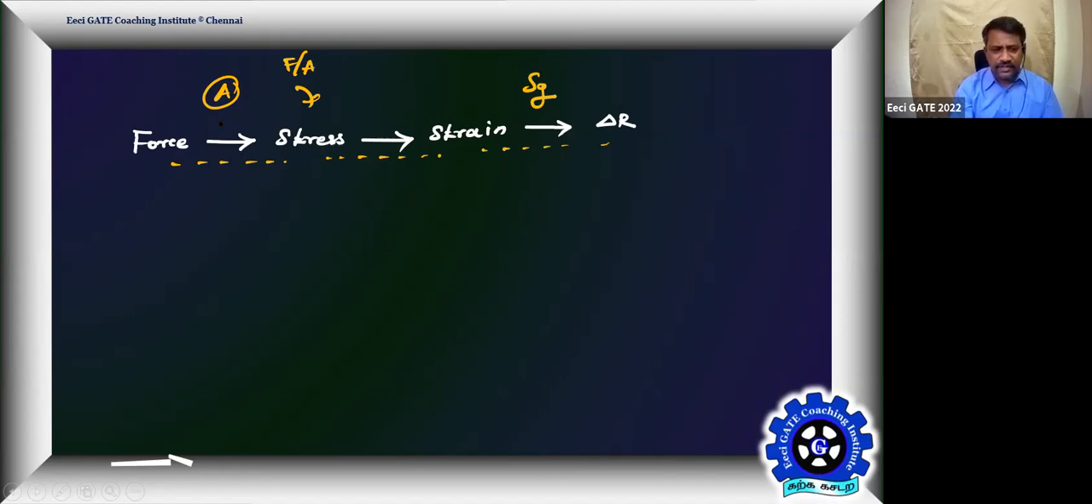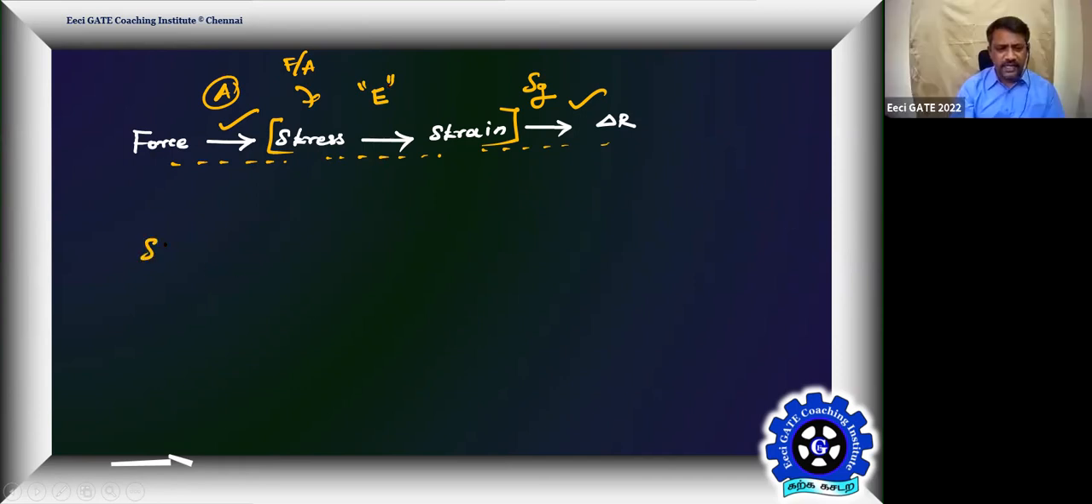So we know this connection. This connection is well known. And who will bridge these two connections? Stress and strain are connected by the most important parameter, that's our modulus of elasticity, Young's modulus of elasticity. So what is stress by strain? Stress by strain is nothing but Young's modulus.